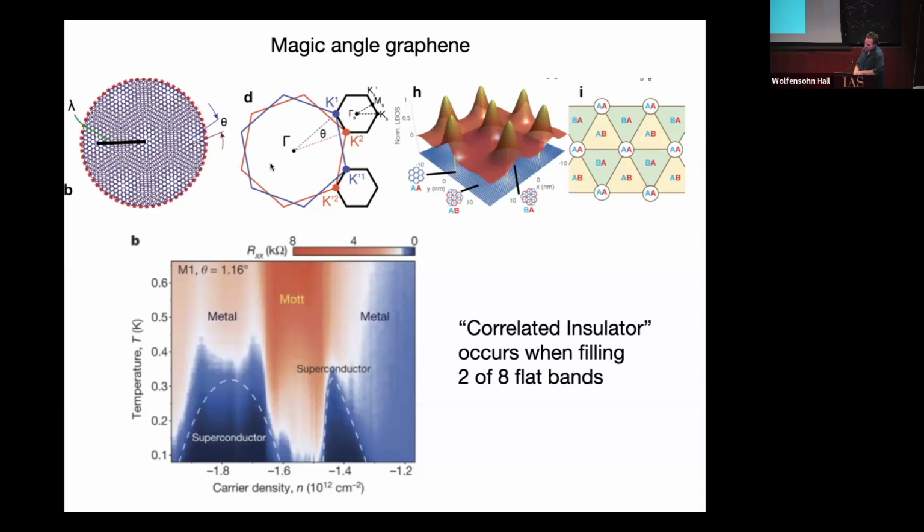The details aren't so important for us here, but famously, when you go to the magic angle, you get 8 very flat bands. And what they found is that when you fill 2 of the 8 flat bands, so in this plot, what's being varied on the x-axis is the electron density, or equivalently how many of the bands are being filled. This is a measurement of the resistivity, and when you fill 2 of the 8 flat bands, an insulator emerges. That insulator would not be allowed based on single particle considerations because there are degeneracies between the 8 bands. And then when you dope that insulator, superconductivity occurs.